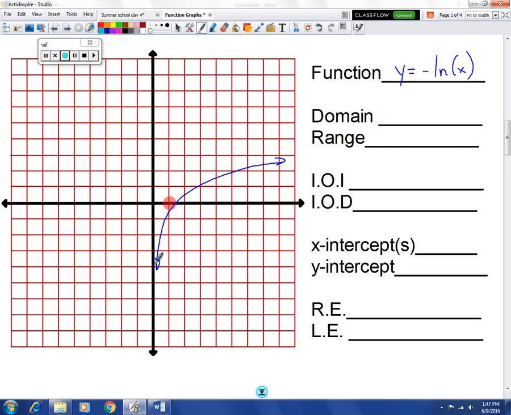It would reflect it across the x-axis. So this section right here would sweep down like this, and this section right there, instead of sweeping down, would sweep up like that. So your negative natural log of x would still go to the same point, but it would sweep down about like this.